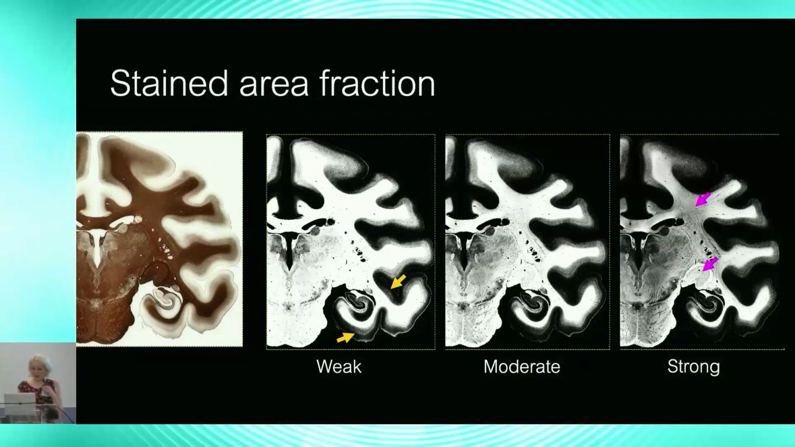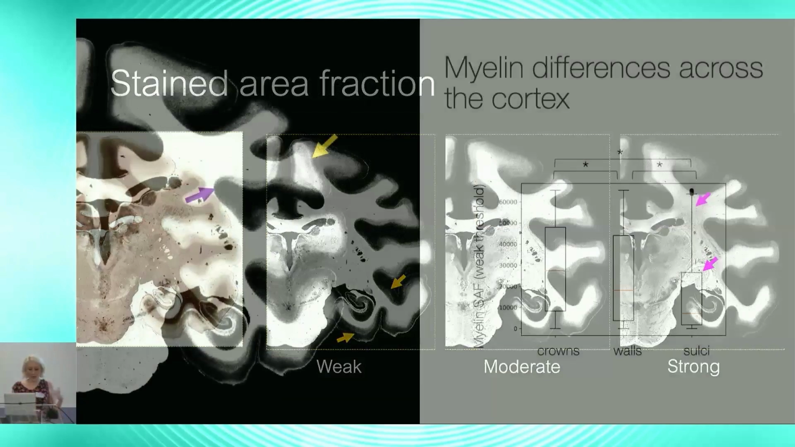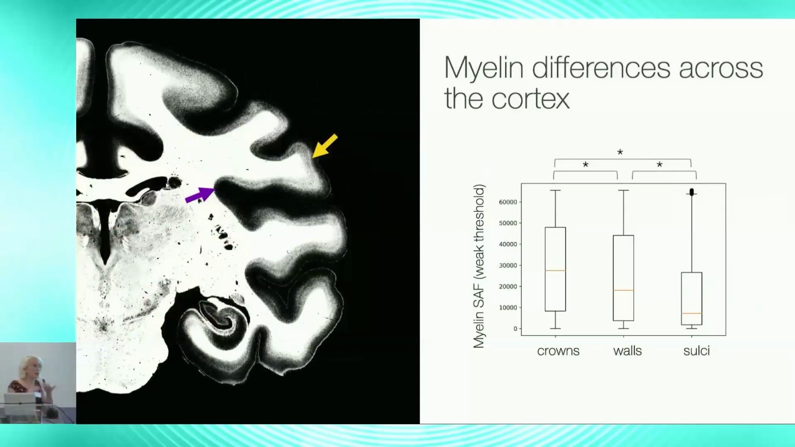Now we have these quantitative metrics, we can do nice things like compare them to curvature estimates from FreeSurfer, for example, where we were able to, across the brain, see an interesting difference in myelin across the cortex, with considerably more myelin in the gyral crowns compared to the sulci.